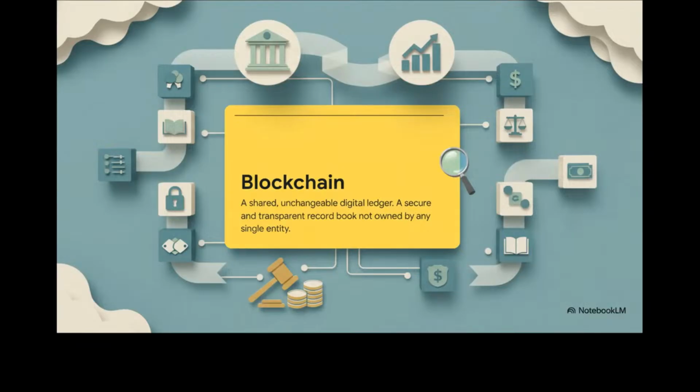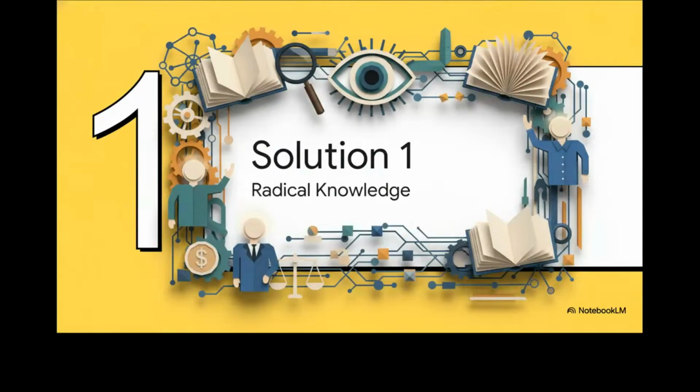Now, the simplest way to think about it is like a digital record book that's shared by everyone. It's secure, it's transparent, and because no single person or company owns it, it's almost impossible to cheat or change the records. This one piece of tech is the building block for two very, very different ideas for how to move forward. So the first way people are using this tech, let's call it radical knowledge.